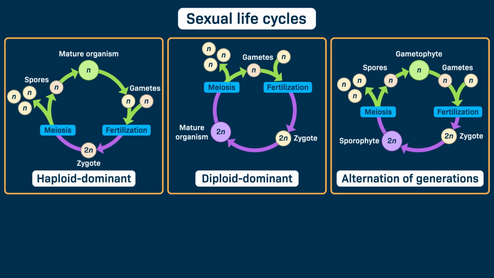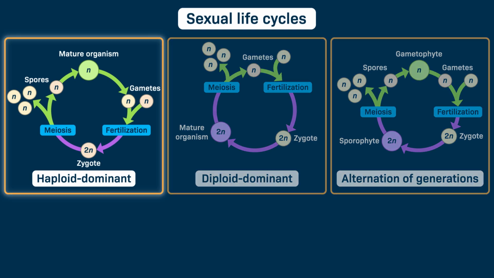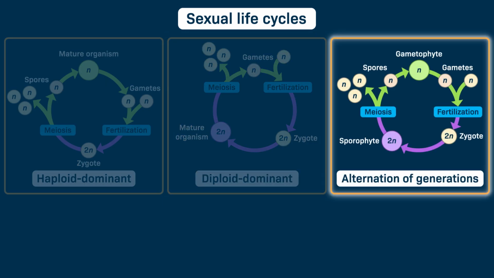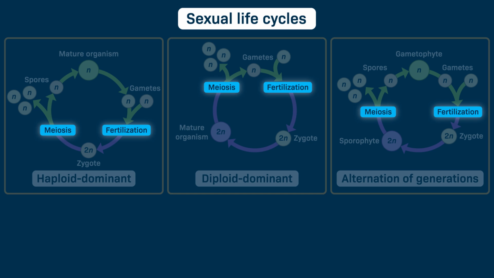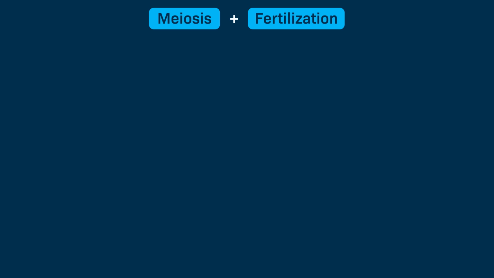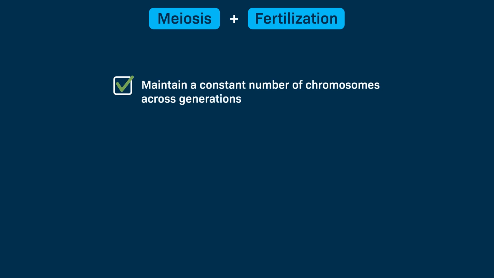To summarize, there are three sexual life cycles: haploid-dominant, diploid-dominant, and alternation of generations. Meiosis and fertilization are two important processes that occur within all of these life cycles. These processes help to maintain a species' chromosome number over multiple generations and introduce genetic variation among the offspring. This genetic variation is important for the survival and reproduction of the offspring.